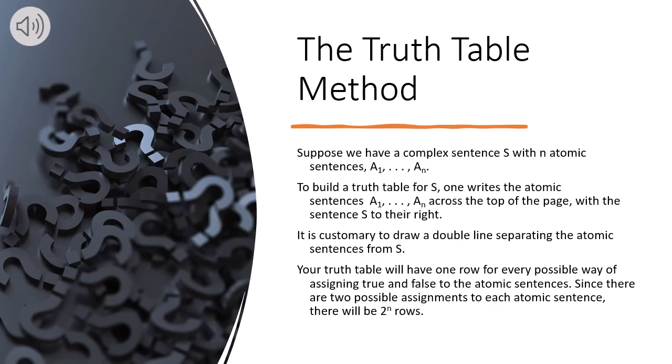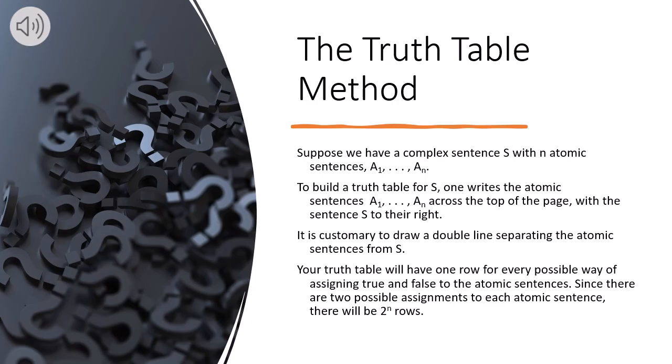Now, to build a truth table for S, you begin by writing the atomic sentences one by one on the top row of a table. And then you place the sentence S to the right of all of those in that same top row. You'll be introducing several other rows in your truth table, but it's customary to draw a double line separating the atomic sentences from the sentence S all the way on the right. Now, it's not necessary, but the book follows that convention, and we'll try to stick to that convention as well.